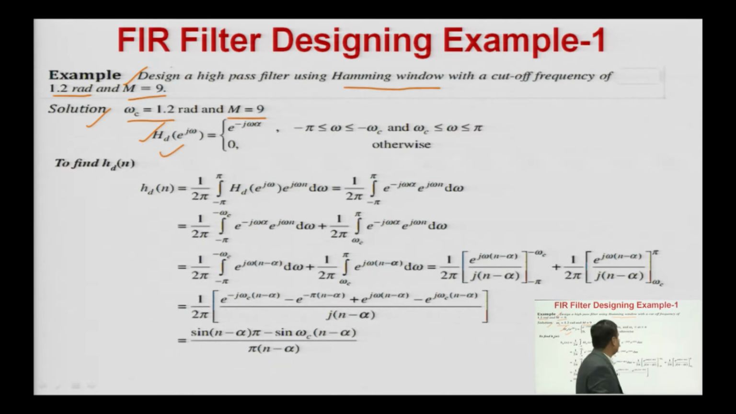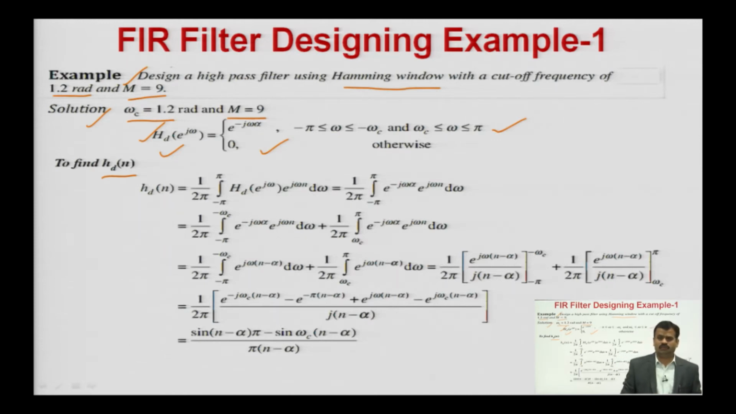So, it is given to you. This condition is given, and for this condition its value is e to the power minus j omega alpha, otherwise it will be 0. So, at first you have to find its time domain, meaning its filter coefficient hd[n].